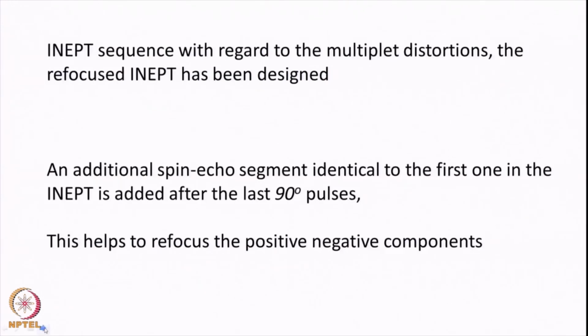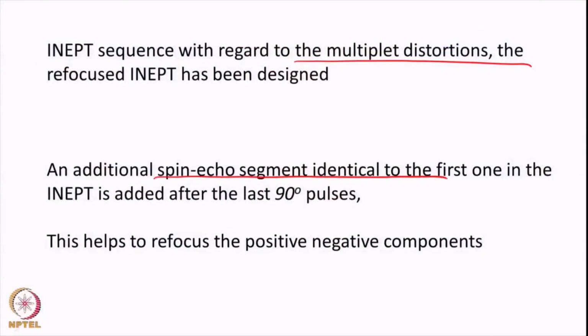To circumvent that, one can do a trick in INEPT: we can add another spin echo sequence. Disregarding the multiplet distortion of the INEPT sequence, one can design an experiment which is called refocused INEPT. Refocused INEPT means we are adding an extra spin echo sequence to the classical INEPT sequence. This additional spin echo sequence is identical to the first one, and it is added after the last 90-degree pulse, and this helps us in refocusing the positive and negative signal components.